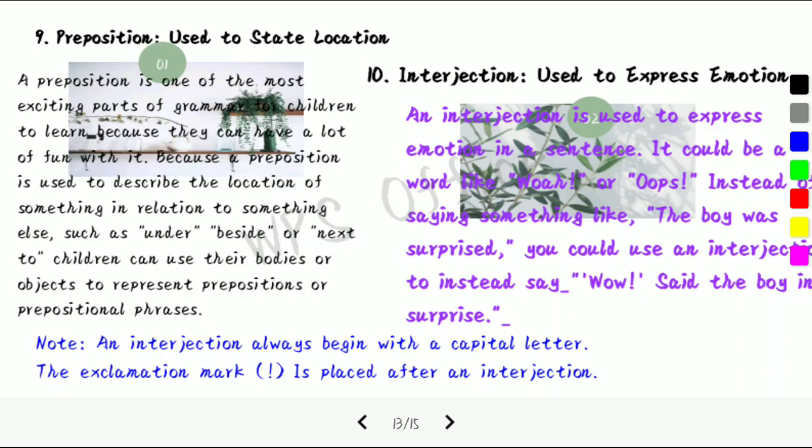Ninth part, preposition, used to state location. A preposition is one of the most exciting parts of grammar for children to learn because they can have a lot of fun with it. A preposition is used to describe the location of something in relation to something else, such as under, beside, or next to. Children can use their bodies or objects to represent positions or prepositional phrases.